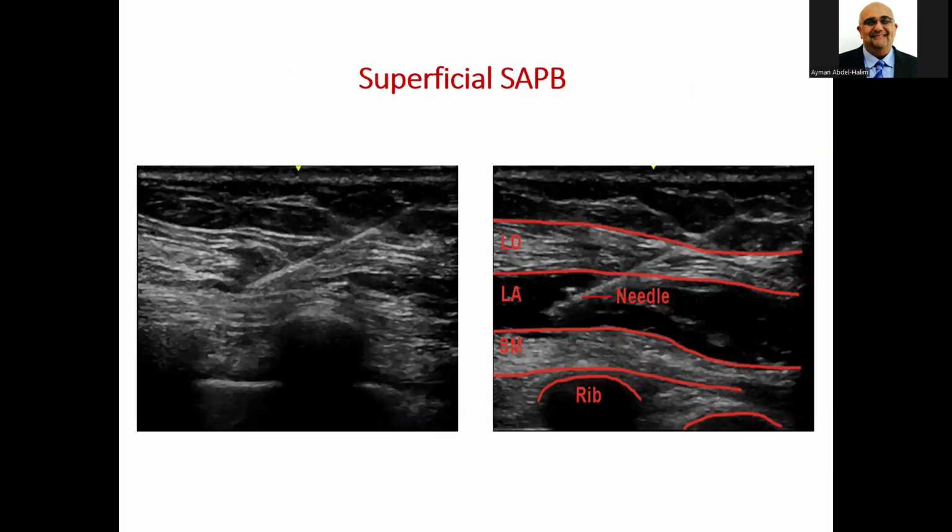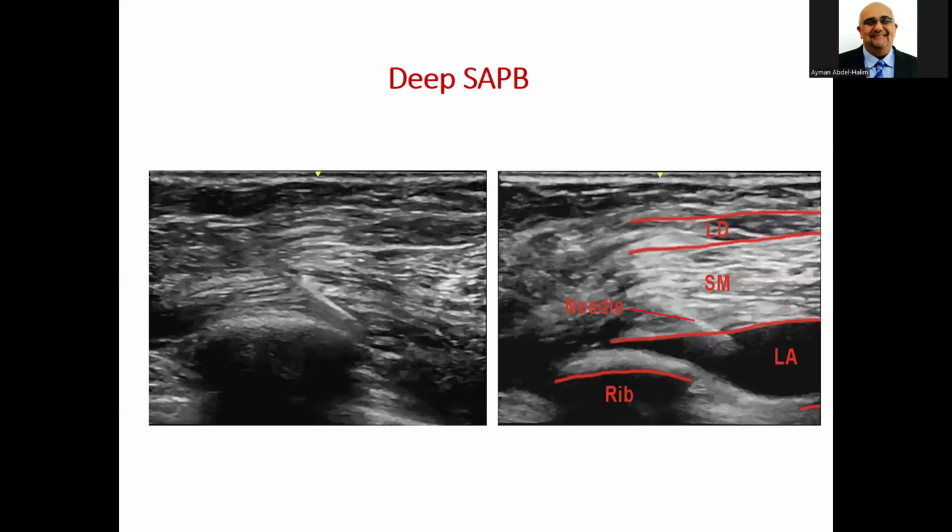There are two types of serratus anterior plane block. There's one we call the superficial serratus anterior plane block, and in this one, you're injecting the local anesthetic underneath the latissimus dorsi. Okay. And the other one is under the serratus muscle.